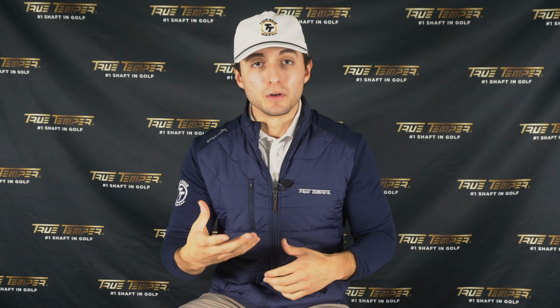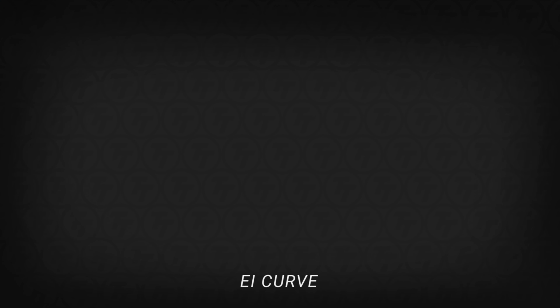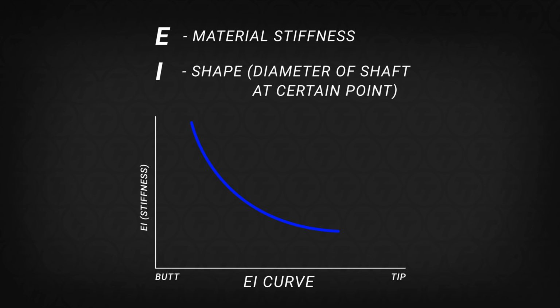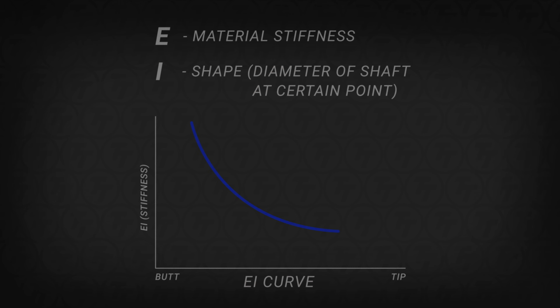So to visualize a bin profile, our engineers use what's called an EI curve to visually see it. So an EI curve consists of two things, an E and an I. So the E stands for material and how stiff or how soft that material is. And then the I is going to be the shape, so how wide or how narrow that shaft is in the butt, mid, or tip section. And if you've seen our steel shaft characteristics video, you know that a wider diameter is always going to be stiffer. So that's where that I comes into play there.